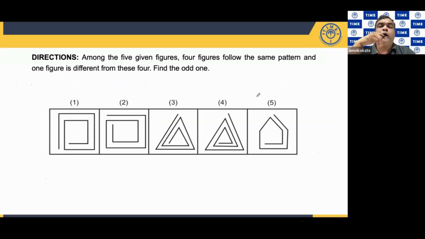So I've given the instructions at the top. Read the instructions first, what it says. Among the 5 given figures, 4 figures follow the same pattern. One is different from these. So this is not a series. This is odd man out. Find the odd one. Okay, so this is not a series question.